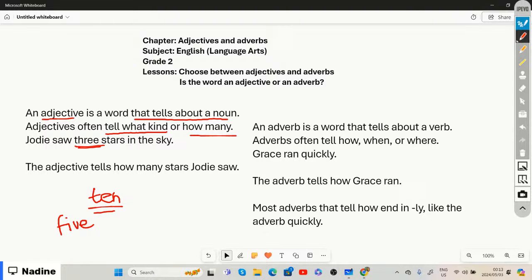Right? So well done. So we have adjectives that tell us about a noun. I made mention a noun can be names of people, places, animals, or things. And adjectives often tell us what kind or they tell us how many. And we made an example of Jody saw 3 stars. How many stars? 3 stars. And that basically tells us how many stars Jody saw.